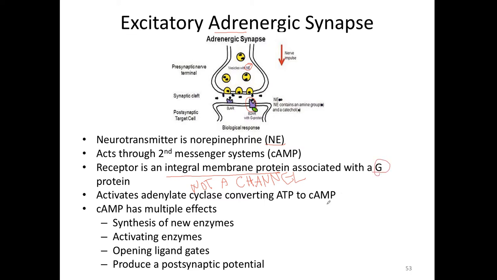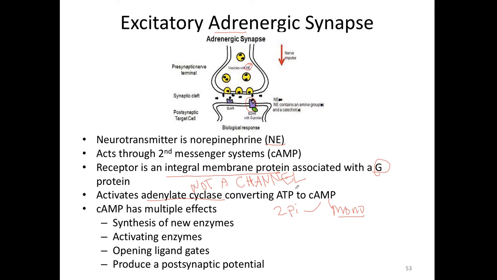Associated with a G protein. And G proteins are intracellular, so within cells, proteins that are capable of activating signaling cascades that have downstream effects of great number and variety. So in this case, the G protein activates adenylate cyclase, which breaks 2 inorganic phosphates off of ATP to form cyclic adenosine monophosphate, which means adenosine and only 1 phosphate.